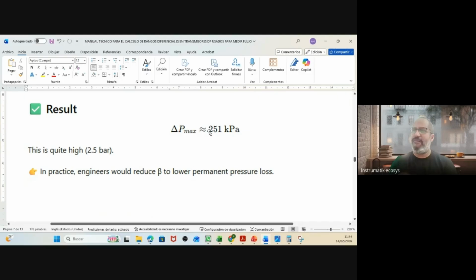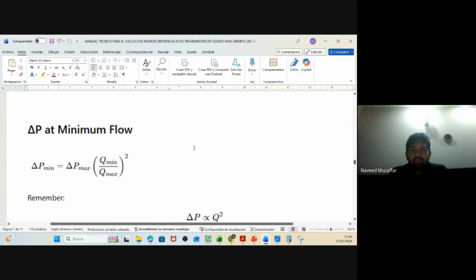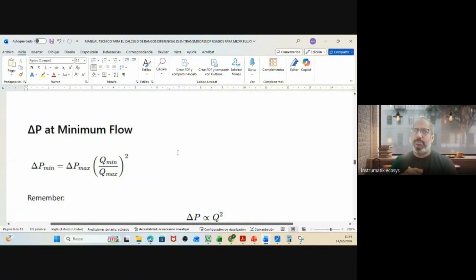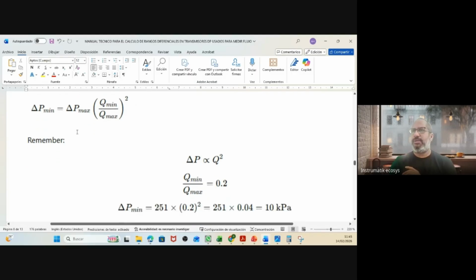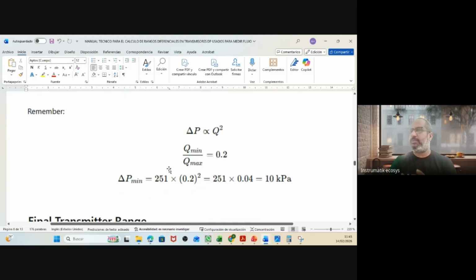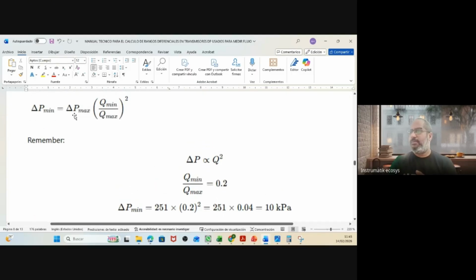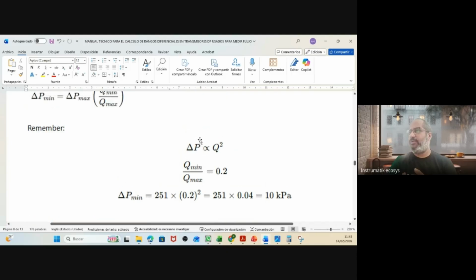Okay. URV. Now, just to find minimum delta P for minimum flow is much easier. The more difficult step is to find delta P at maximum flow, because there are many steps, there are many conversions, but when you have delta P maximum, finding delta P minimum is much easier, as you can see here, because delta P minimum is related to delta P maximum, which is here. Just here, multiply by this one. Now you solve it here.